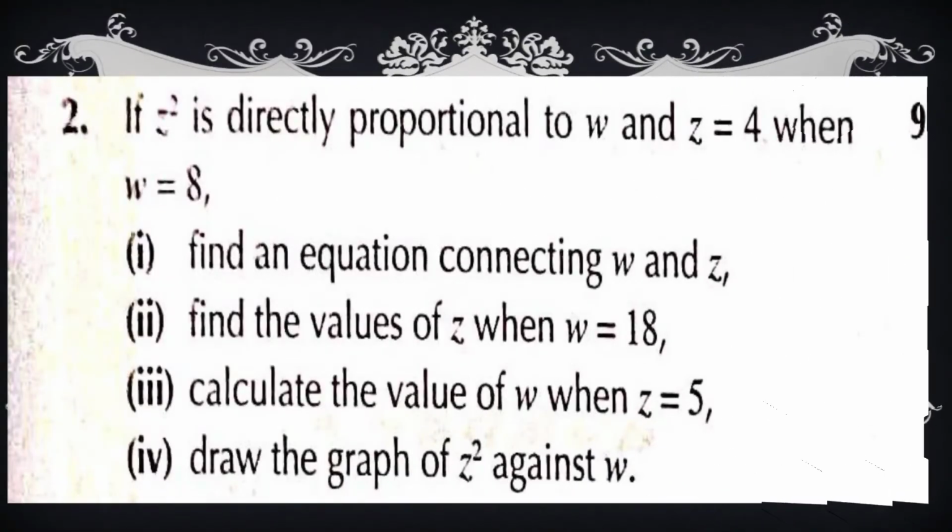Question number 2. If z square is directly proportional to w and z is equal to 4 when w is equal to 8. So in this question we also have to find the equation connecting w and z. Find the value of z when w is equal to 18. Calculate the value of w when z is equal to 5 and draw the graph of z square against w.